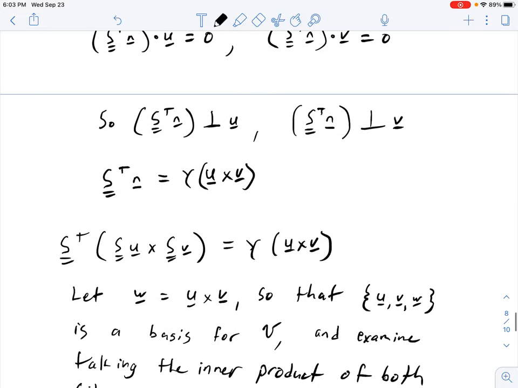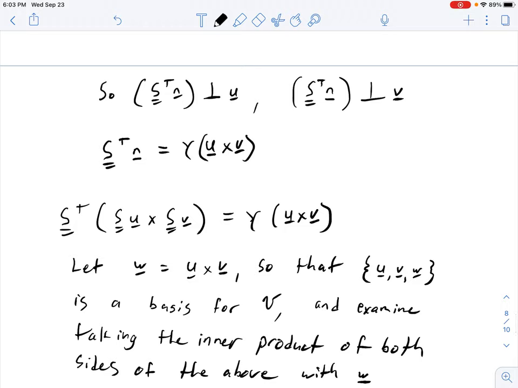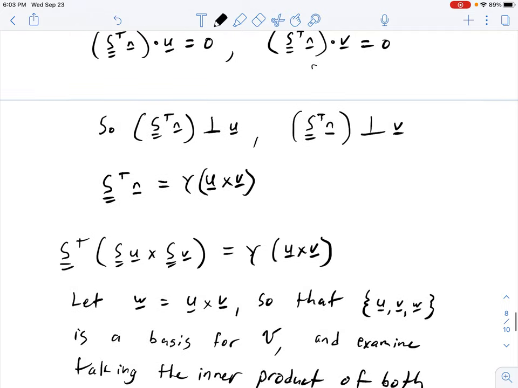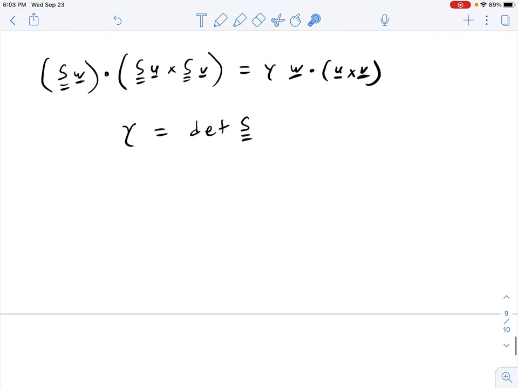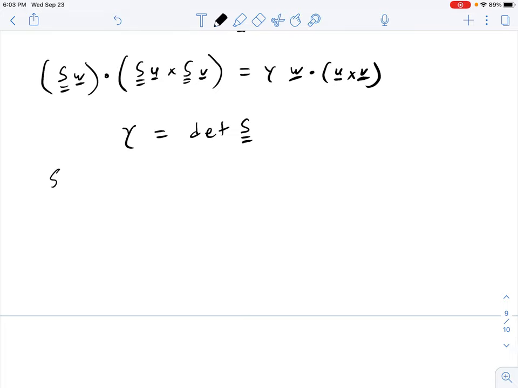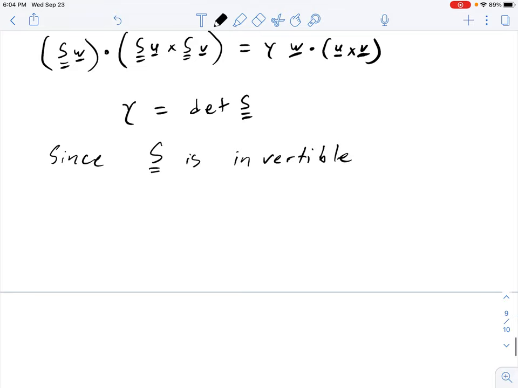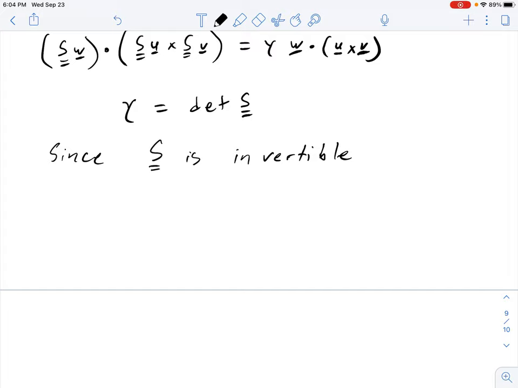So we go back here. S transpose Su cross Sv is equal to the determinant of S, whoopsies, right here is what we're looking at. So S transpose Su cross Sv is equal to determinant of S times u cross v. So we can multiply through by S inverse transpose, if S is invertible. So S doesn't have to be invertible for there to be a cofactor matrix, but it does have to be invertible for this to be equal to the cofactor matrix.